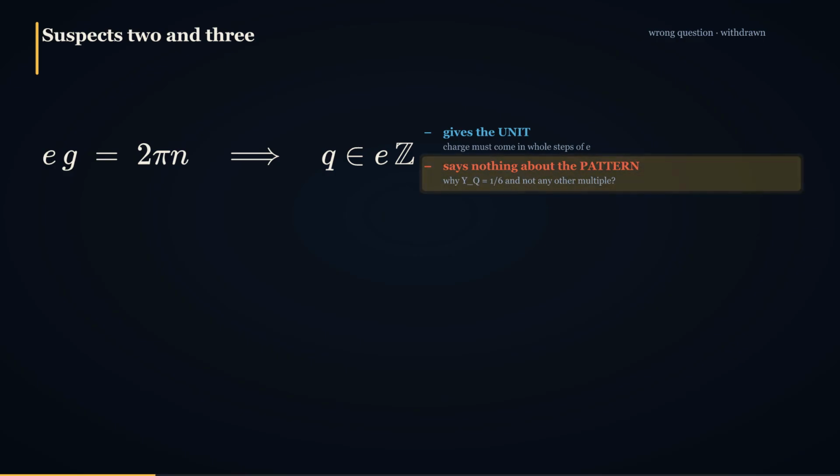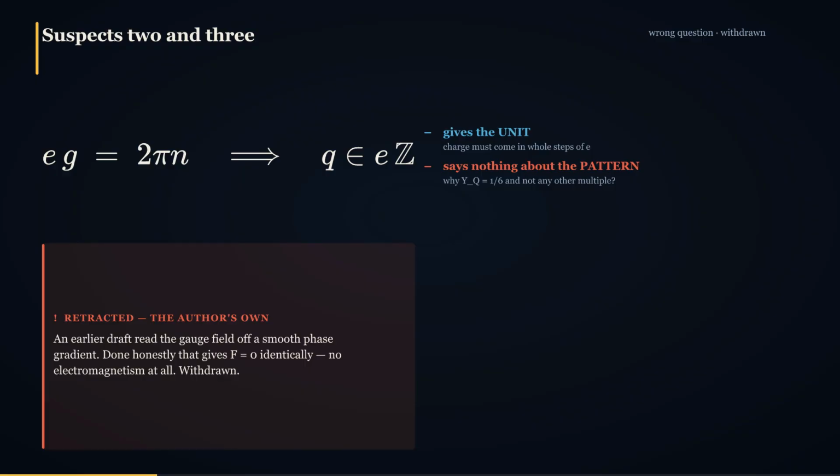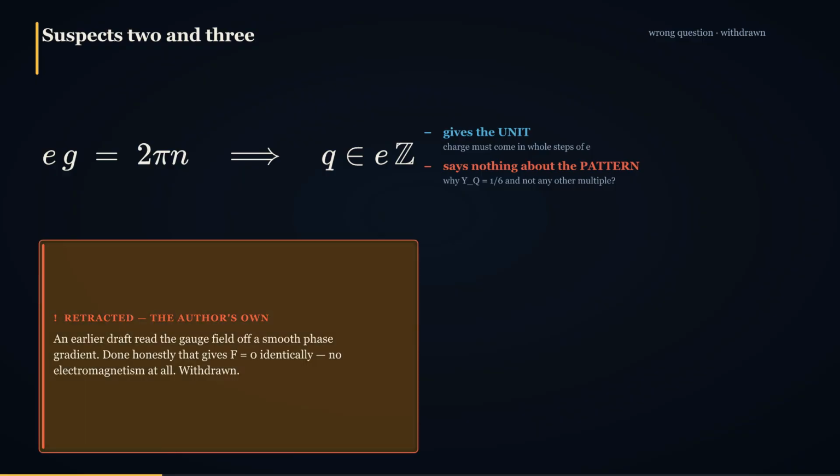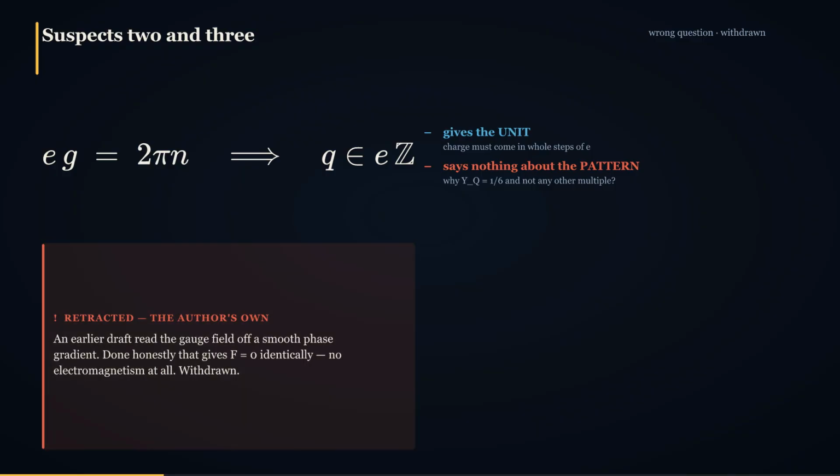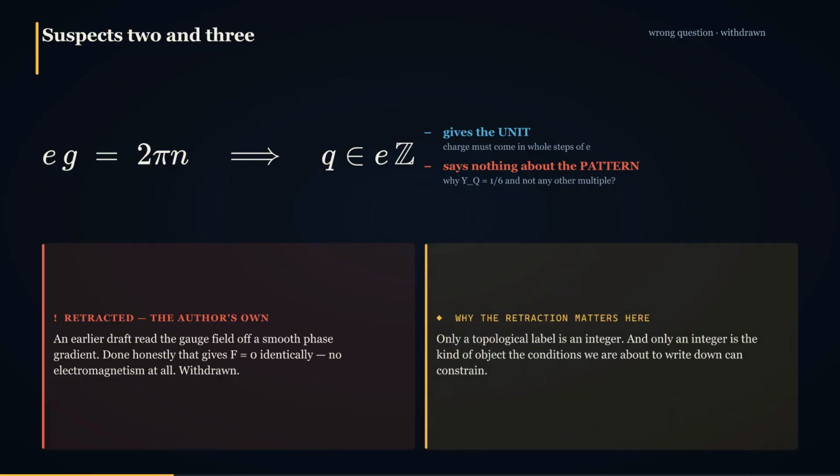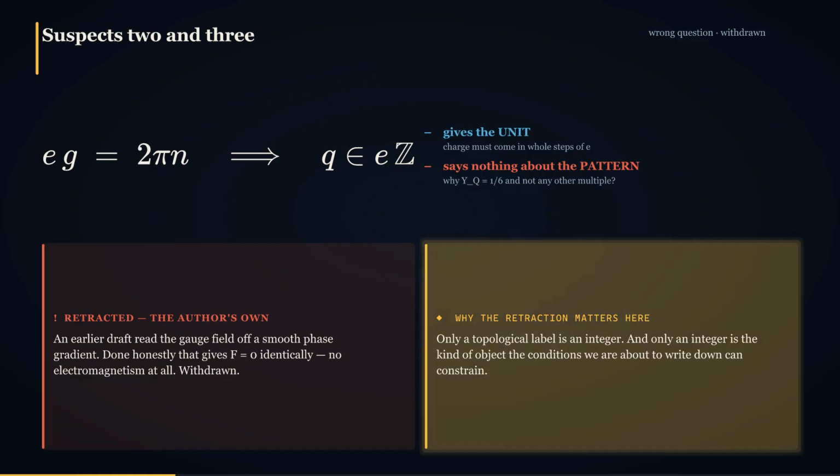Suspect 3 is the author's own retraction. An earlier draft tried to read the gauge field straight off a smooth phase gradient. Do that honestly and the field strength comes out identically 0, no electromagnetism at all. That draft is withdrawn. The correct symmetry is topological, and that matters for a specific reason. Only a topological label is an integer, and only an integer is the kind of thing the conditions we are about to write down can constrain.